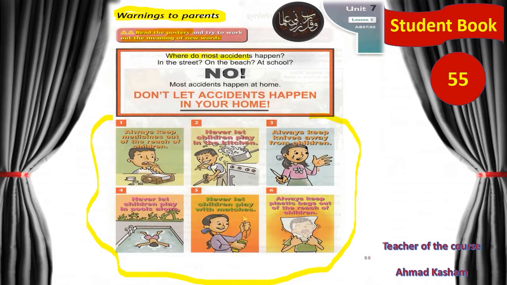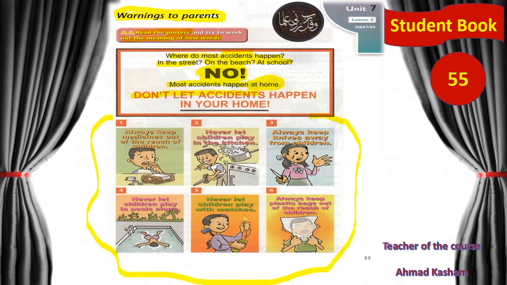Where do most accidents happen? In the street, on the beach, at school. We have a question here. أين تحدث أغلب الحوادث؟ In the street في الشارع, on the beach, at school. أما على الشاطئ أم في المدرسة؟ The answer is no. No one of these places. So, where do most accidents happen? Most accidents happen at home. At home في المنزل. Don't be surprised.